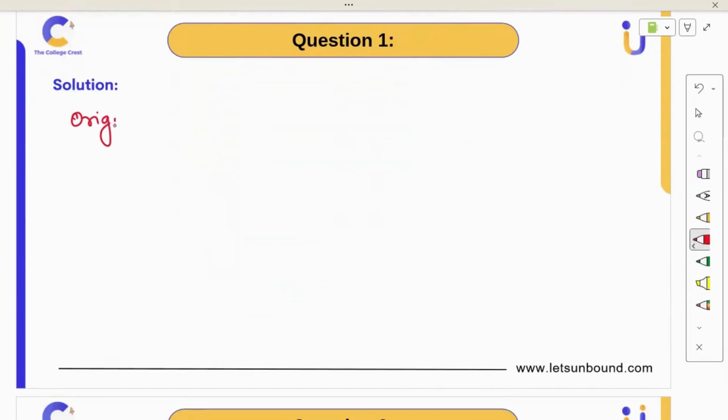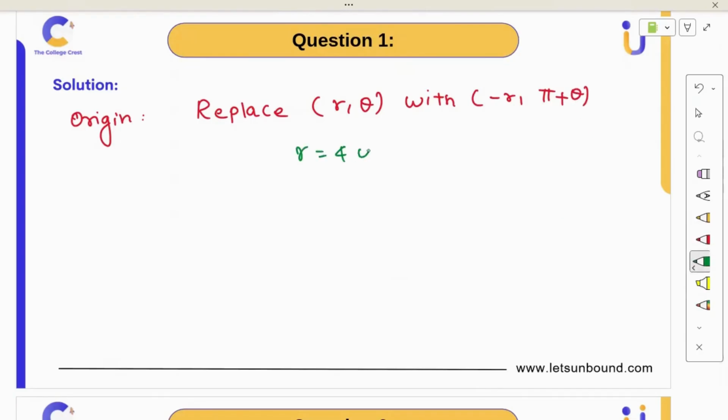There is origin symmetry also we can check. Origin symmetry or pole symmetry. So for origin symmetry, what I should do is replace your r comma theta with minus r comma pi plus theta. Okay. So this is my r equal to 4 cos theta. In place of r, put minus r. In place of theta, you're going to put pi plus theta.